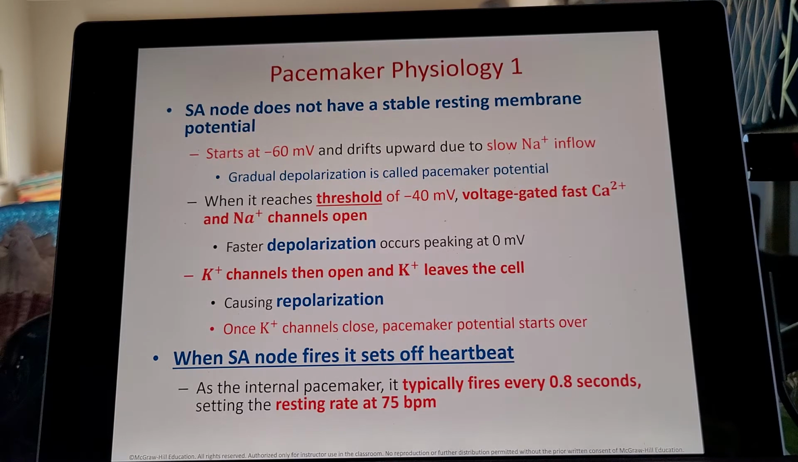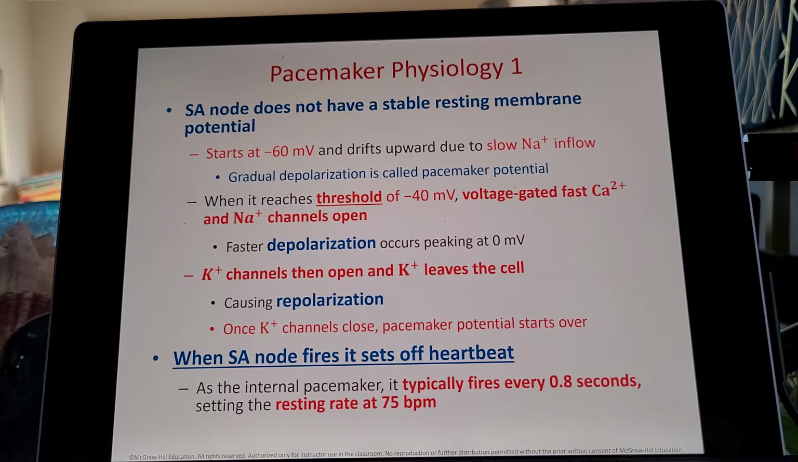So for our SA node, this is where our pacemaker cells are. Those pacemaker cells do not have a stable resting membrane potential, so their sodium channels are a little leaky. In our cardiomyocytes, we start at negative 60 millivolts with that slow inflow of sodium into the cell, positive charge going into the cell, causing a gradual depolarization. Eventually, you're going to reach threshold, just like with your other cells, and that is negative 40.